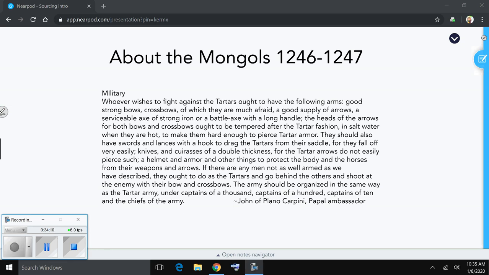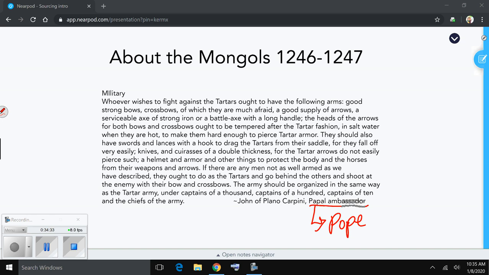Thank you for reading that. Tell me, what does a papal ambassador mean? Say it again. So someone who serves the Pope, right? Papal means Pope. This is where you might want to take notes.